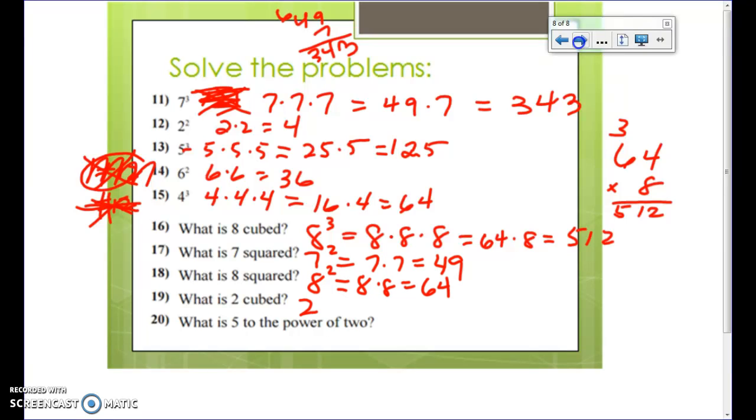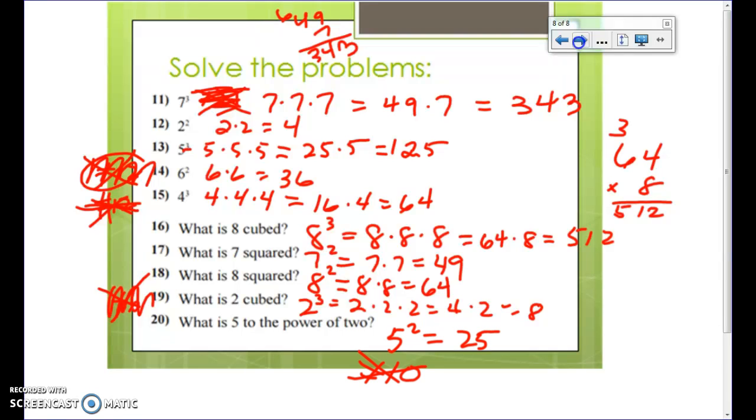2 cubed, 2 to the third power, does not equal 6. People, do not put 6. Bad. It would equal 2 times 2 times 2, which is 4 times 2, or 8. And 5 to the power of 2, we would say that's 5 to the second, or 25. Not 10, people, not 10. Bad. Okay, so that's how an exponent works. Hopefully you got that, and we're going to practice some of this in class today.